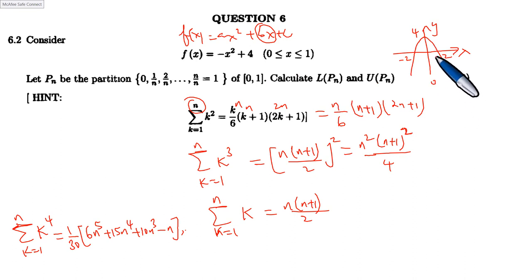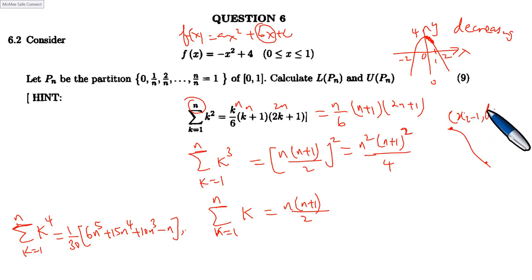Between x equal to 0 and x equal to 1, the function is here. But clearly the function is decreasing. It's very important to note that the function is decreasing, because if a function is decreasing, it means there is a point here that is x sub i minus 1 and f of x sub i minus 1. All right, so the next one is x sub i and then f of x sub i, like this.